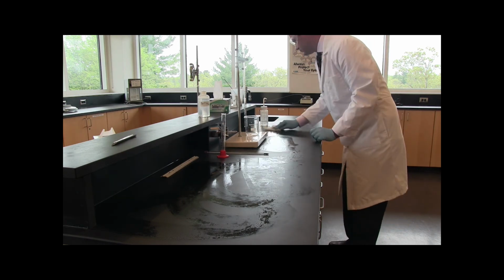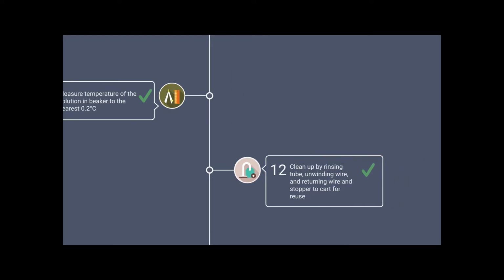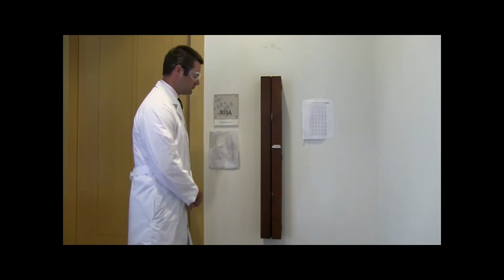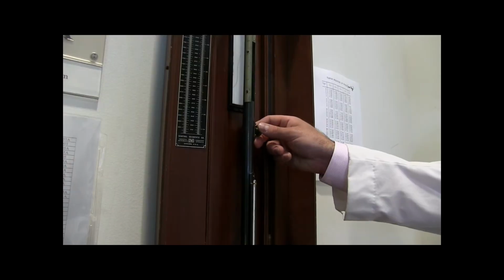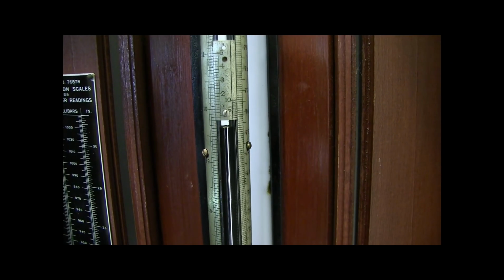To make our final 2 measurements, we actually need to move into another room. Listen to your teacher on where to go to find the barometric pressure. Some teachers might just tell you what it is, but if you need to find it yourself, open the doors and adjust the knob until the ruler lines up with the column. Then use the markings on the right to get your measurement.